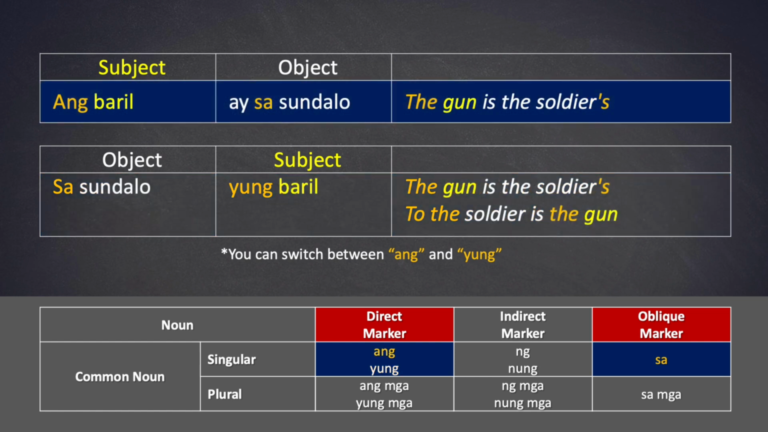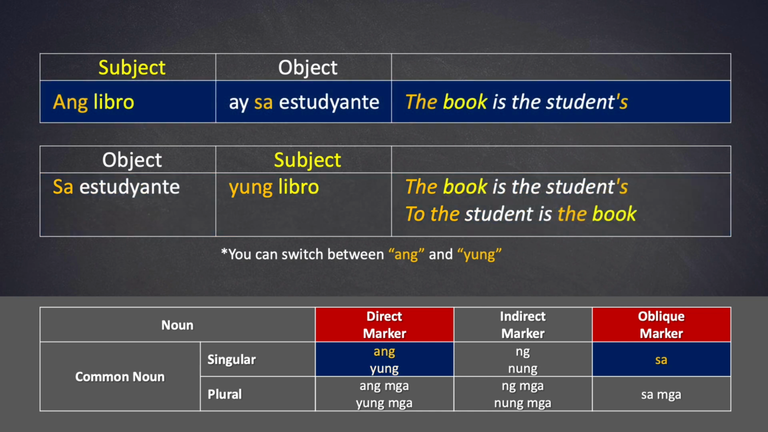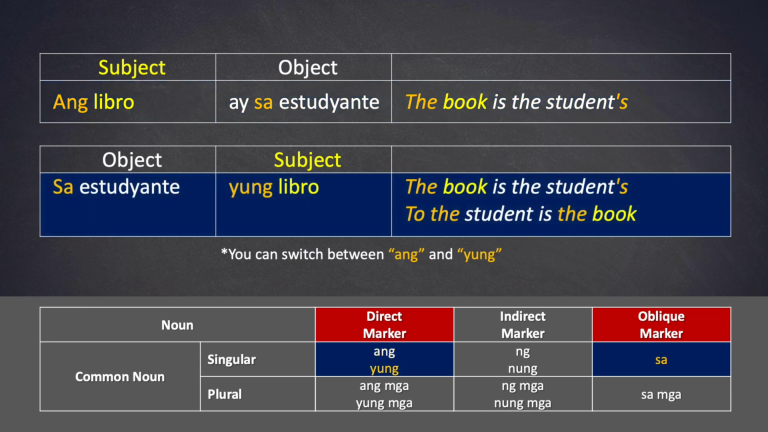Ang baril ay sa sundalo. The gun is the soldier's. Sa sundalo yung baril. The gun is the soldier's. Ang libro ay sa estudyante. The book is the student's. Sa estudyante yung libro. The book is the student's.